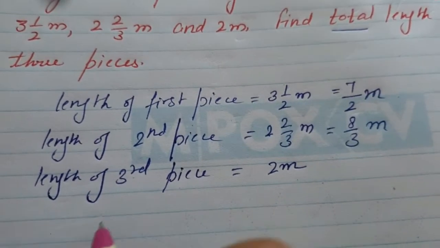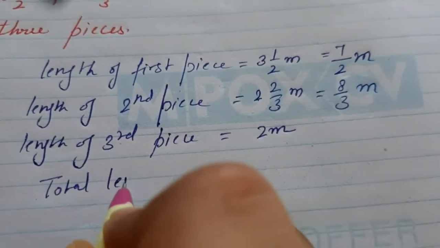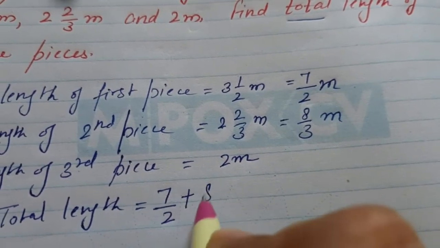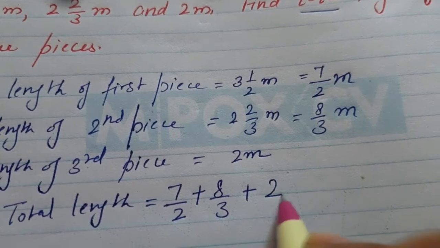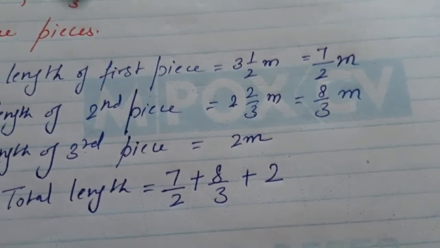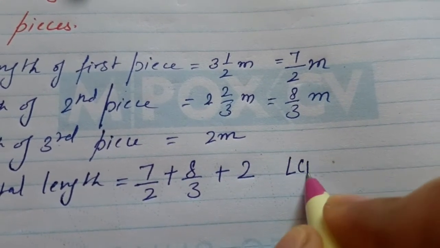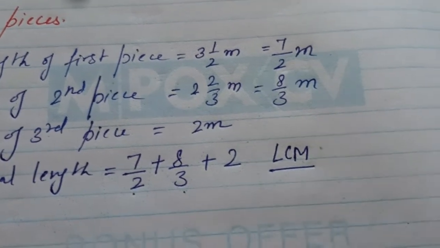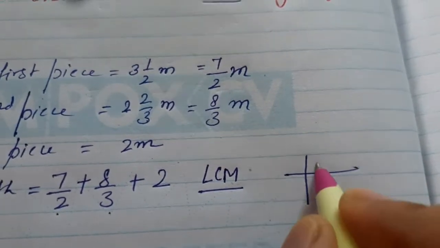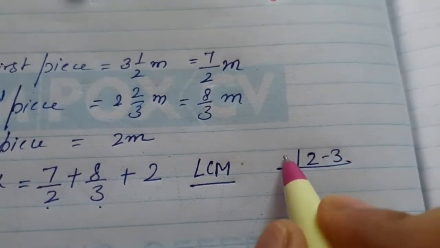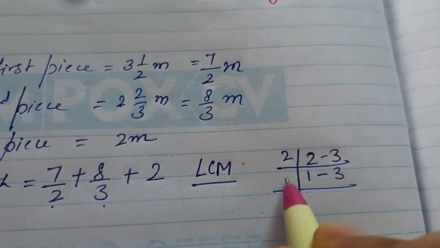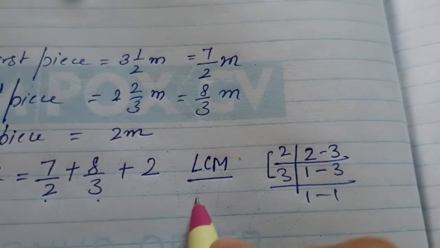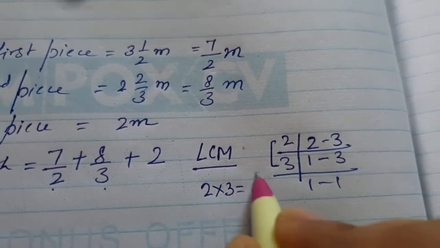So we have to find out its total. What will be the total length? We will add up all these numbers. 7 by 2, 8 by 3 plus 2. Now we have to take up the LCM of the denominator. The denominator terms are 2 and 3. So we will take up the LCM of 2 and 3. 2 ones are 2, 3 as it is, 3 ones are 3 as it is. Afterwards we will multiply these numbers. So LCM will come out to be 6 here.